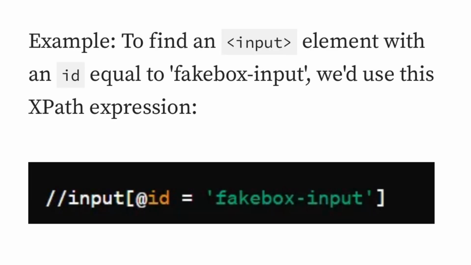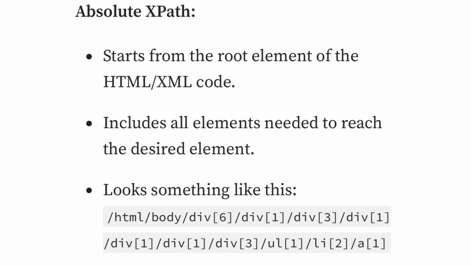Example, to find an input element with an ID equal to fake box input, we'd use this XPath expression. Now let's talk about the two main types of XPath expressions: absolute and relative paths. Starting with absolute paths. This starts from the root element of the HTML or XML code. It includes all the elements needed to reach the desired element. And it looks something like this.